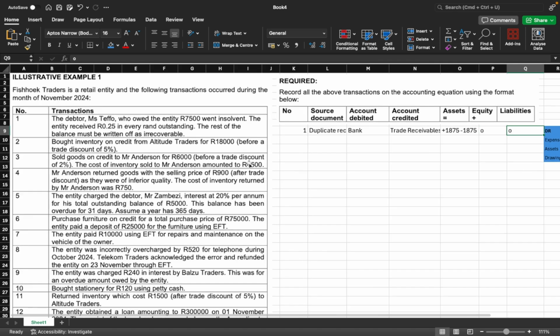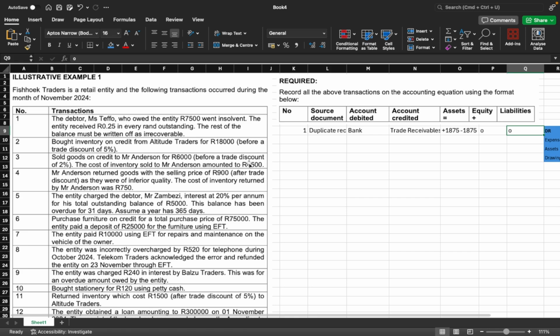Okay, so we are not yet done with number 1 because we've just recorded the amount that we have received from our debtor. But what is happening here? Well, remember, this debtor went insolvent. That means they can't pay us the remaining. Remember, they only paid us 25% or 25 cents to every rand. So how much have they not paid us? Well, it's 1 rand minus 25 cents, or 1 minus 25%, that is 75 cents. So they can't pay us 75 cents for every rand.